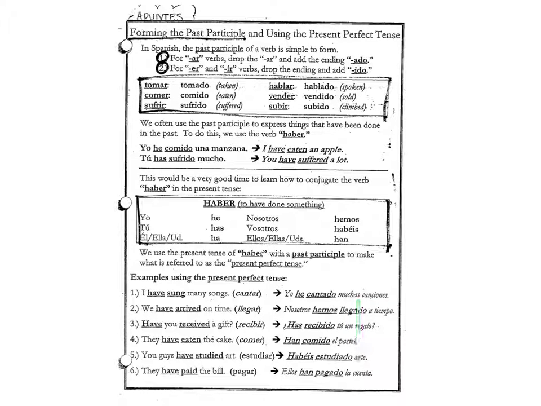Okay? The past participles here do not change for each tense. The only thing that you have to change is the verb haber. So past participle stays. The verb haber will change. We're going to move on here to the next conjugation.